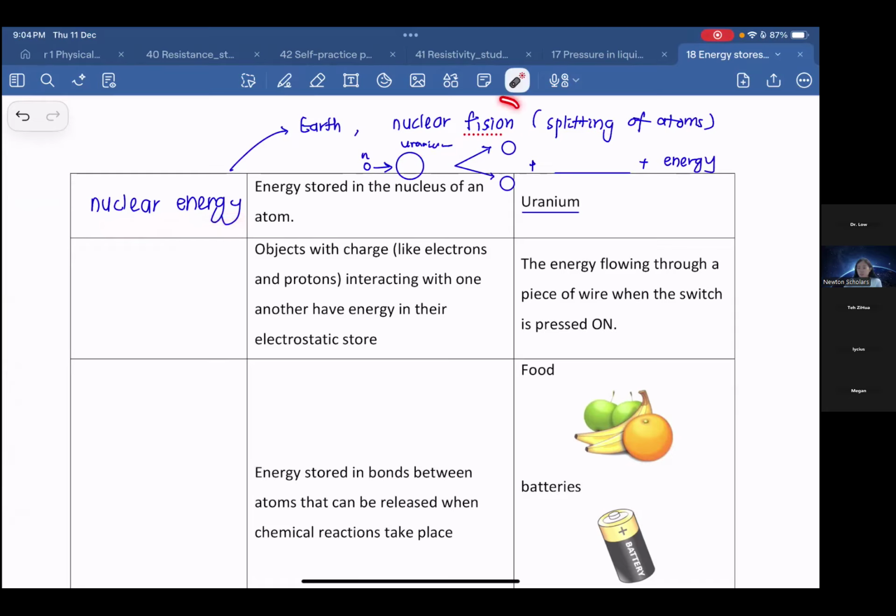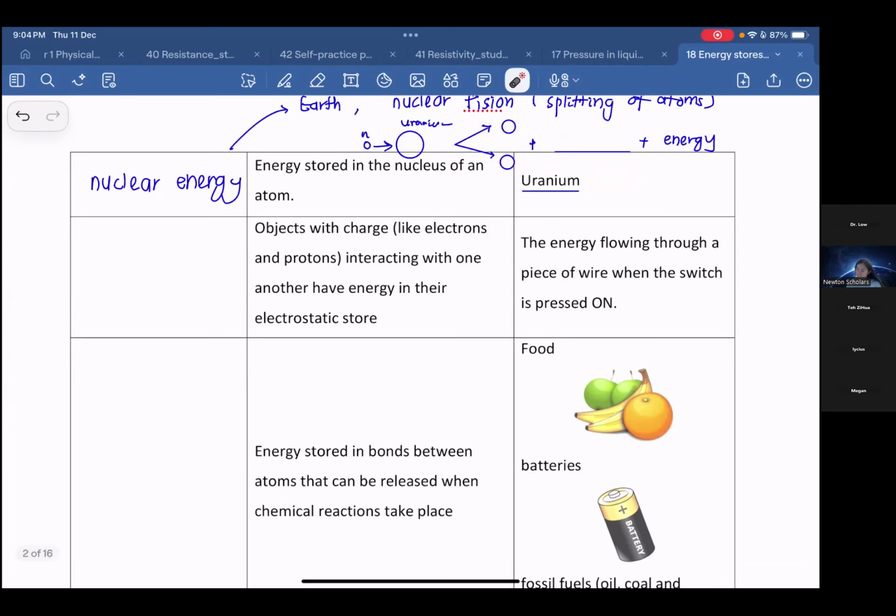For nuclear fission, in year 11 we'll learn it, but right now it is just some idea and knowledge for you. We use a neutron to hit the uranium and make the uranium become unstable. In order to become stable, they try to split into two lighter nuclei, and they will also have some radiation. This one we will learn in year 11. They release a large amount of energy. This energy is called nuclear energy. Atomic bomb, yeah?